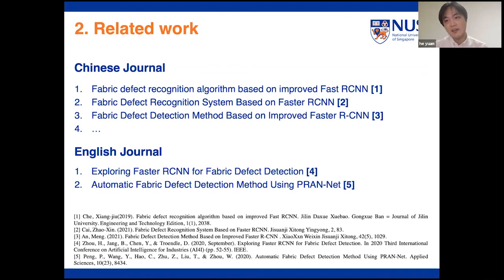The second one was also published in 2020. They said they have a really huge amount of data, but actually they didn't release their database. So I don't know the quality of their database. And it's called PRAN net. It means a priori recurrent neural network. It modifies one part of the Faster RCNN, the region proposal network. So it's also based on Faster RCNN.